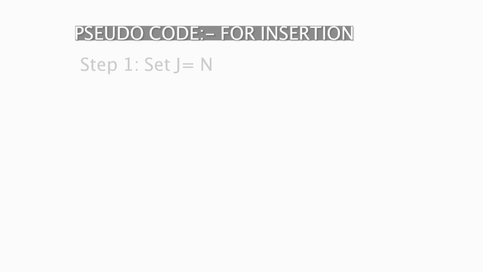Now we can understand the pseudocode for how we insert a new item inside the array. Step number 1: set j equal to n. It means we assign a new pointer j at the upper bound address. The upper bound address can be defined by the nth number of elements, which always holds the upper bound address. So we assign the pointer j equal to n.